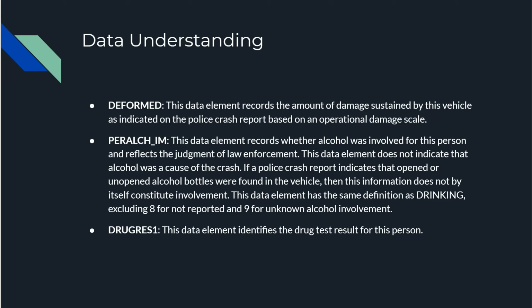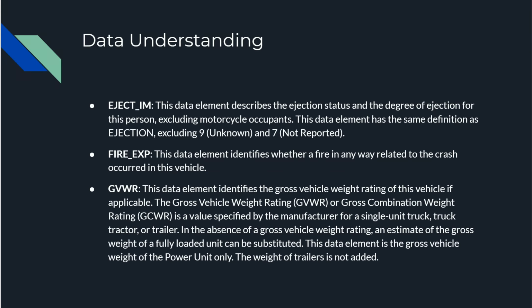The next one is per alc imputed. This was basically was alcohol involved in the incident? Not saying it was the cause of the crash, but some slight implications there. Drug res 1. This basically tells us, did the person have drugs in their system? Pretty simple there.